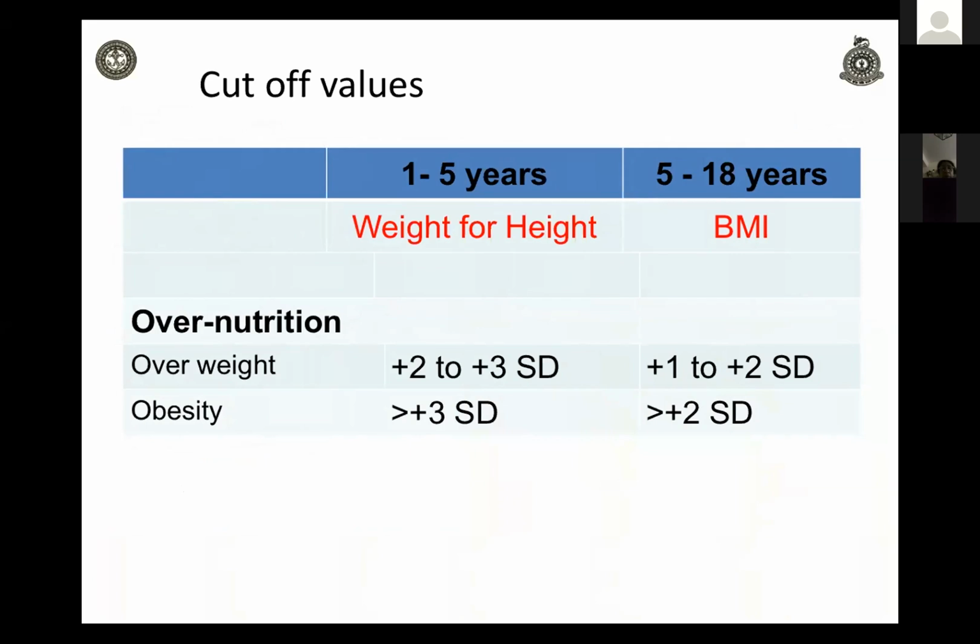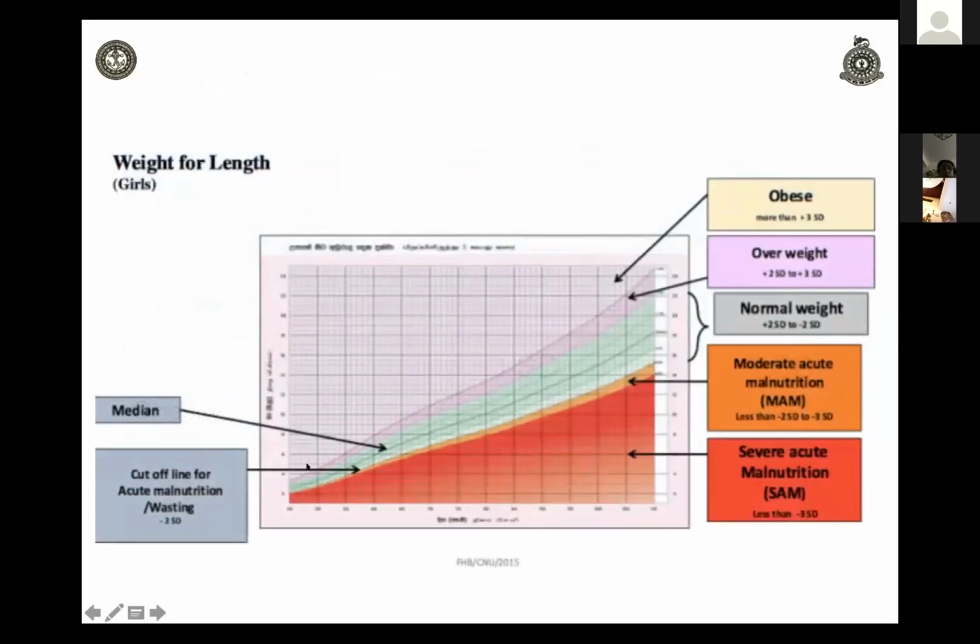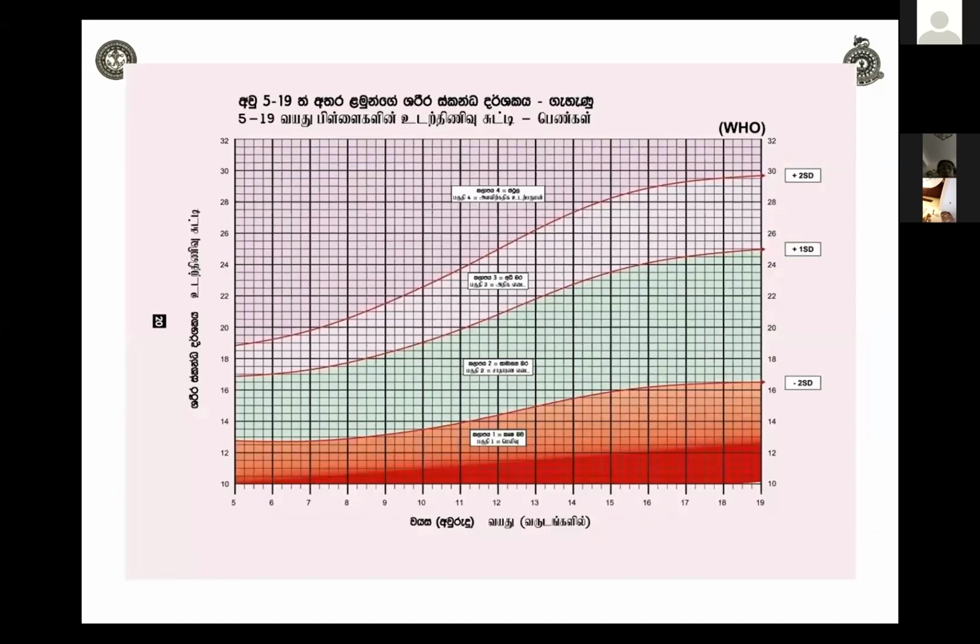For overweight, in the weight for height chart, it is +2 to +3 standard deviations on the chart available in the CHDR, whereas obesity is more than +3 standard deviations. When it comes to BMI, the cutoff is 1 standard deviation below that. That is, +1 to +2 we take as overweight, and above +2 we take as obese. Just for familiarization, you would have seen this chart in the CHDR, where the dark purple area is overweight, between +2 to +3, and above this area is obese, above +3. Then for children above 5 years, or 5 to 18-year-olds, we take overweight between +1 to +2, and obesity above +2.